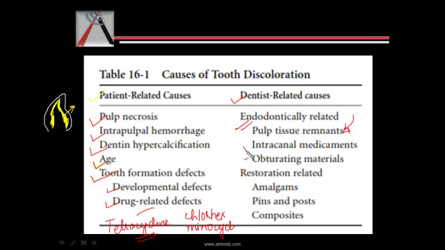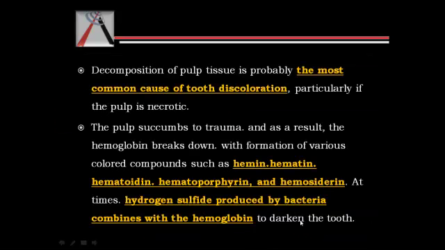Some of the intracanal medicaments which are used in the pulp canal may cause discoloration of the tooth. Some obturating materials may result in discoloration of the tooth, and then we have some restoration-related discoloration. In that, we have amalgams, pins and posts, and other metallic restorations that may cause discoloration. Then we have composites, which are very prone to abrasion, erosion, and discoloration because of extrinsic agents. So this is just the summary of the causes of tooth discoloration.